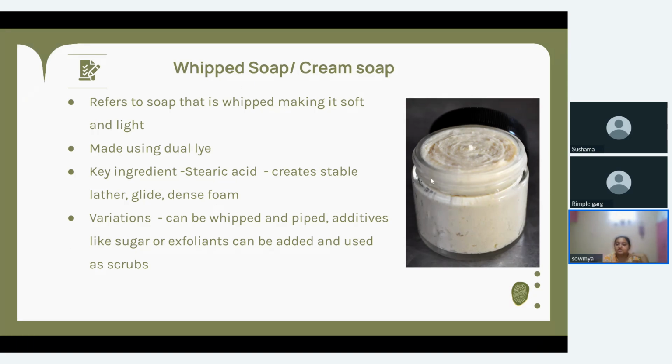Here also in the cream soap, it is the stearic acid that gives you increased foam, and the foam will be very dense and thick. This cream soap we can use in multiple ways. We can use it as a whipped soap, where we just whip it and apply it on our body, or we can add exfoliants like sugar and other exfoliating agents and use it as a scrub.